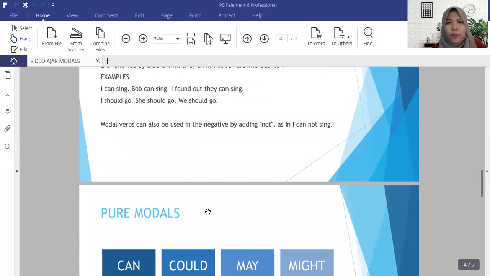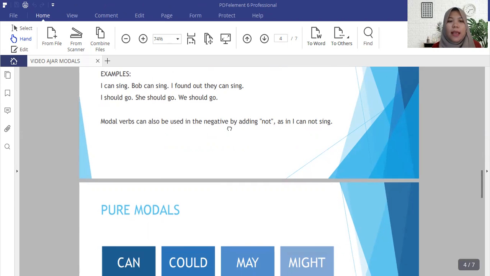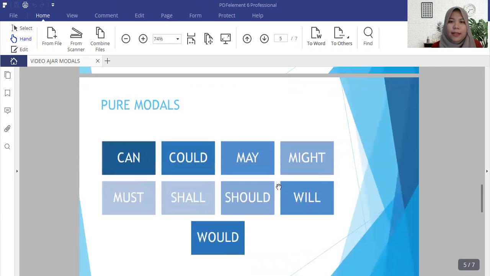Modal verbs can also be used in the negative by adding not, as in I cannot sing. Like previously, I already talked about this. So which modals belong to the pure modals? These are the words that belong to pure modals: can, could, may, might, must, shall, should, will, and would.